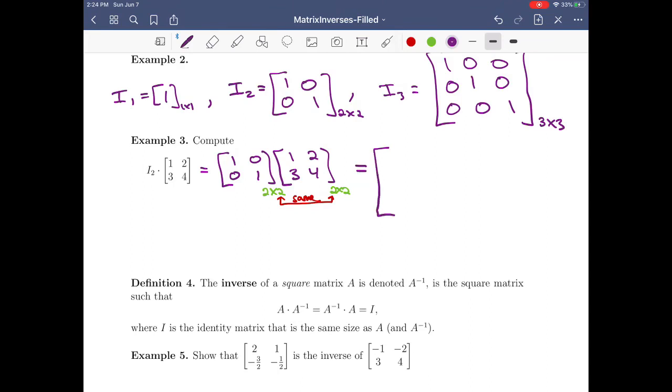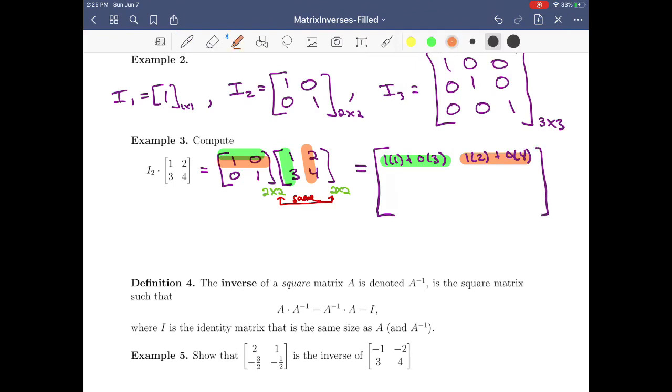I'm going to perform this multiplication so that hopefully you believe me what's going on here. We take this row times this column. That gives us the first entry here. So it's 1 times 1 plus 0 times 3. And then we take the first row times the second column. That gives us the entry in the first row, second column. So 1 times 2 plus 0 times 4.